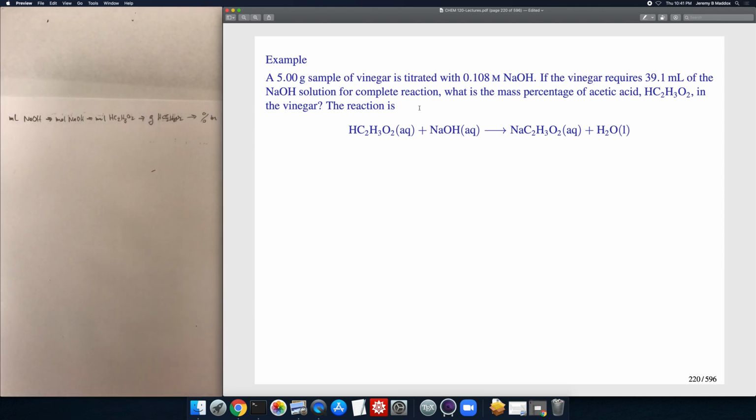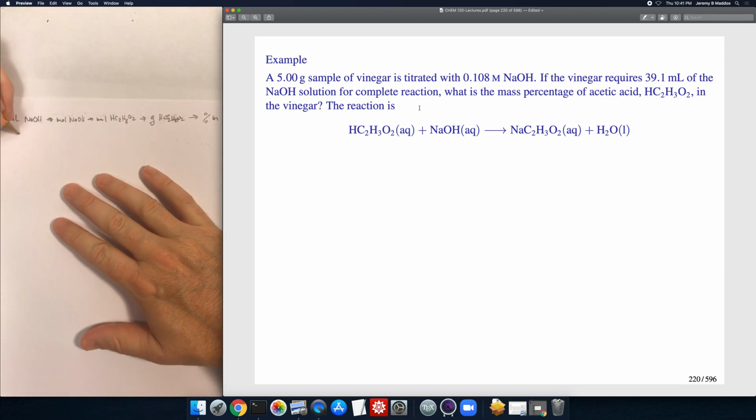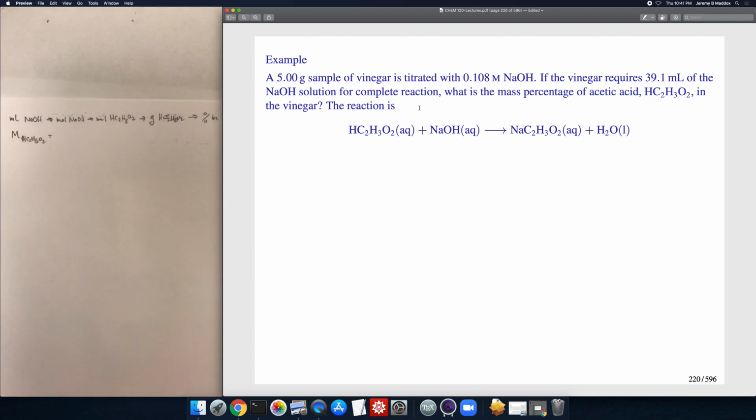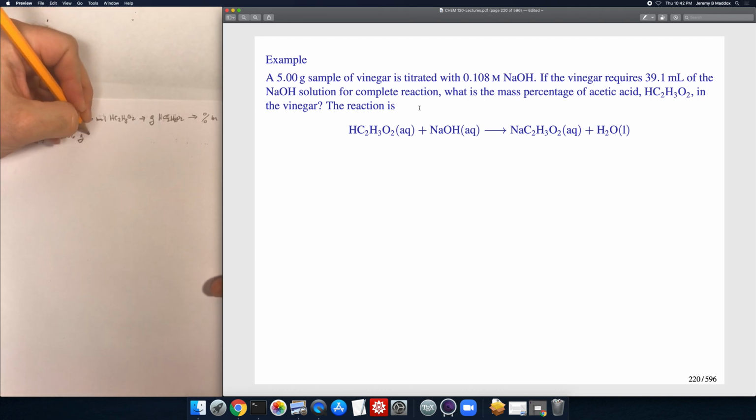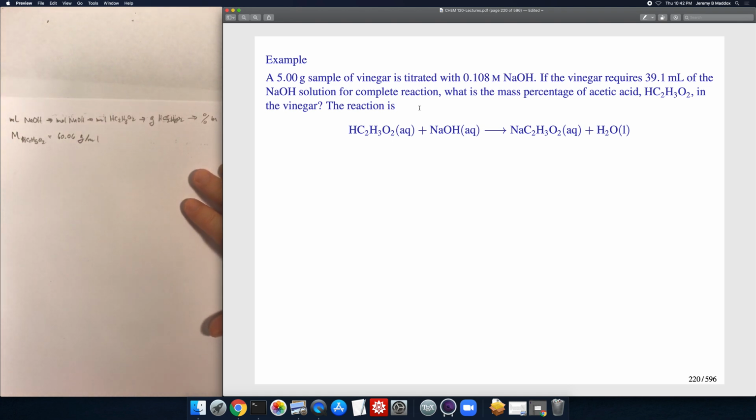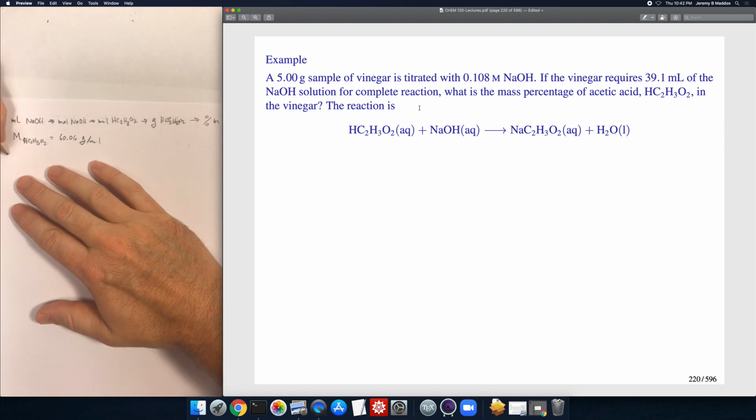Okay, so in order to do this calculation, we are going to need to know the molar mass of the acetic acid. I'm just going to go ahead and calculate that very quickly. That sounds familiar, 60.06 grams per mole. And so we'll start the calculation. We've got the 39.1 milliliters. I'm going to go ahead and convert that to liters.